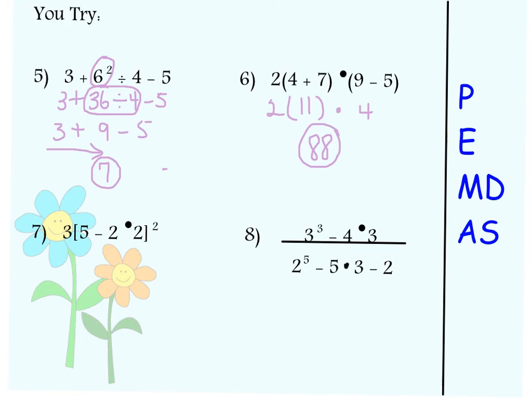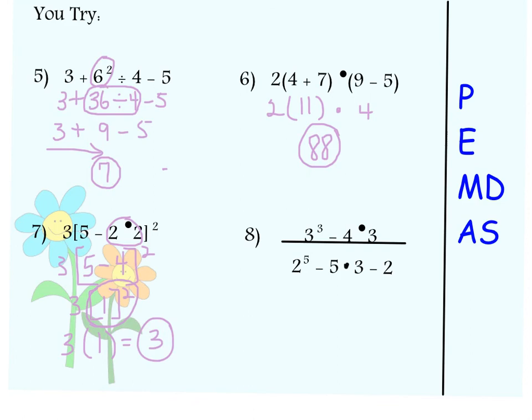All right, number 7. Inside the brackets, we're first going to multiply. 2 times 2 is 4. Being very careful to bring everything down accurately, we're going to finish what's in the brackets. That would be a 1 to the second power. Now there's nothing to do in the brackets, so we're going to go ahead and do the exponents. 1 to the second power means 1 times 1, which is 1. And then multiply by 3. So our answer for number 7 is 3.